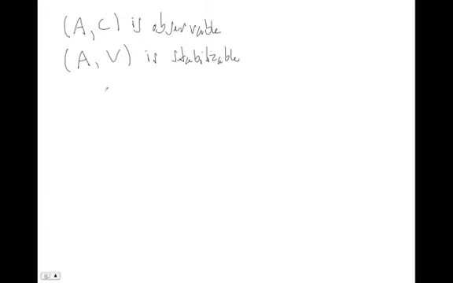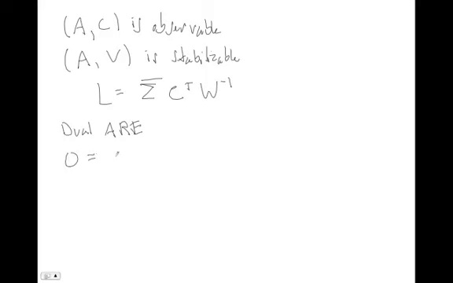So if we know that pair A, C is observable and A, V is stabilizable, then the optimal estimator gain, the gain that is the Kalman filter gain, will be found using L equals sigma bar times C transpose times W inverse. So C transpose is our C matrix transpose. W encapsulates the size of our sensor noise. And what is this sigma bar? Sigma bar is the unique positive semi-definite solution to the dual algebraic Riccati equation.